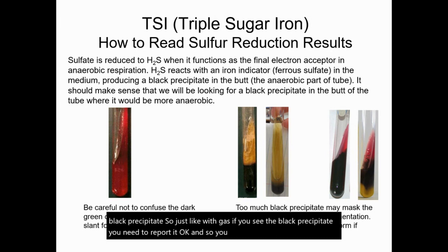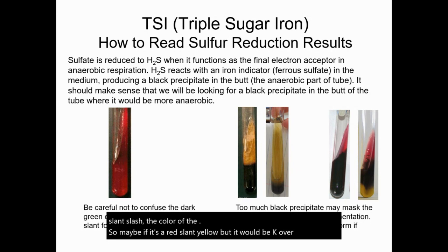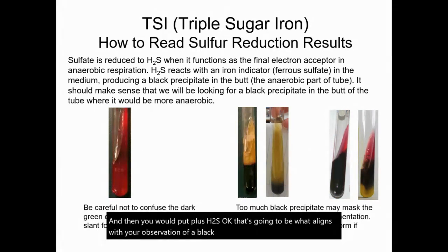And so you would report the color of the slant / the color of the butt. So maybe if it's a red slant, yellow butt, it would be K/A. And then you would put plus H2S, okay? That's going to be what aligns with your observation of a black precipitate. Now remember, you can only get the gas bubble or the black precipitate if fermentation has occurred. So you never report that you have a black butt. Okay? Your only options are red or yellow, but you would indicate that the black precipitate is present by writing plus H2S.